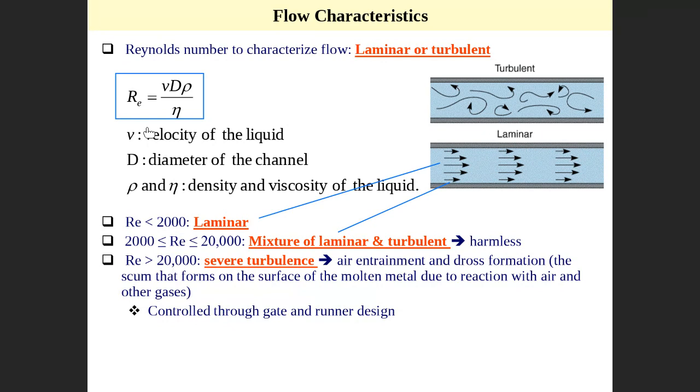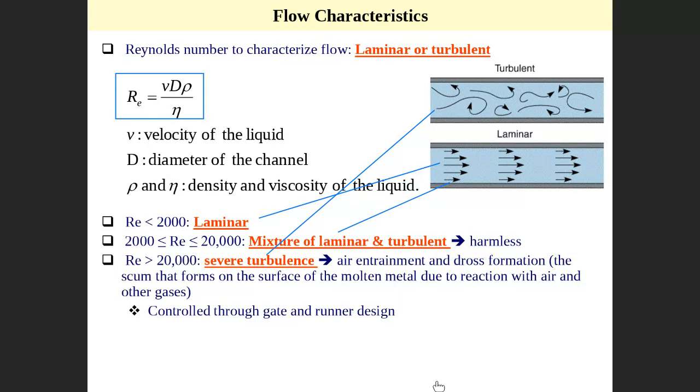Finally, if the value is bigger than 20,000, this is severe turbulence, meaning it cannot be used. If you have this condition, you get turbulence, gas trapped inside, bubbles, cavities, and defects in the casting. This is not acceptable.